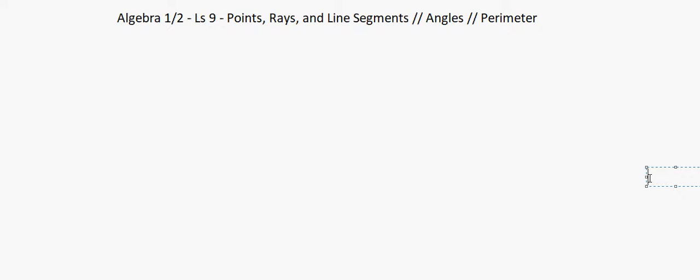Let's see how we do with Algebra Half, Lesson 9. Points, rays, lines and line segments, angles, perimeter, pages 34 and 35. All right. Let me just grab a pen here.